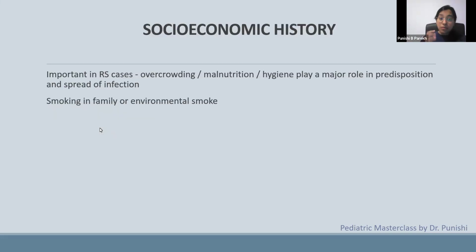Socioeconomic history. Important from a respiratory system case are overcrowding, malnutrition, and hygiene, which play an important role in predisposition to and spread of infection. And what is the exposure to smoking and environmental smoke in the family?